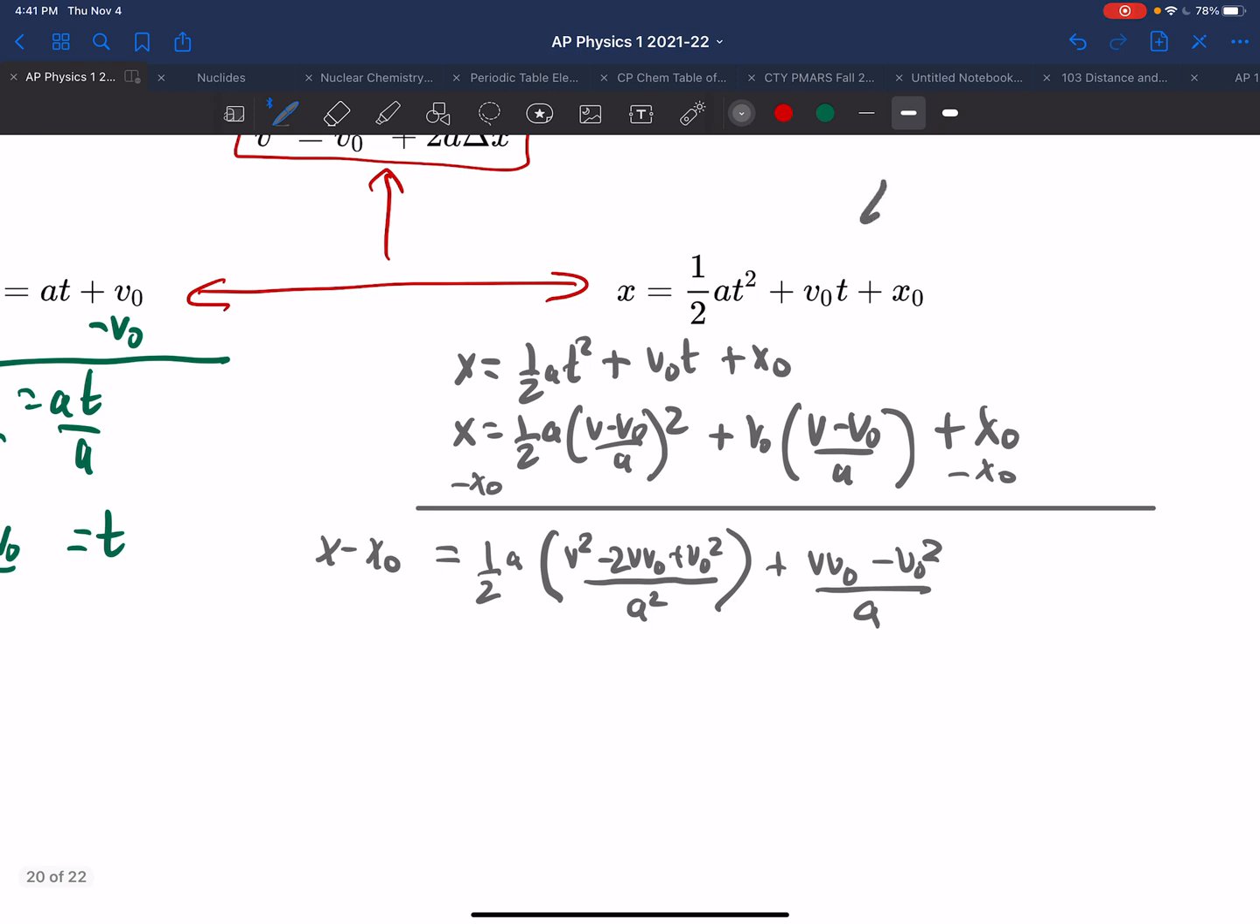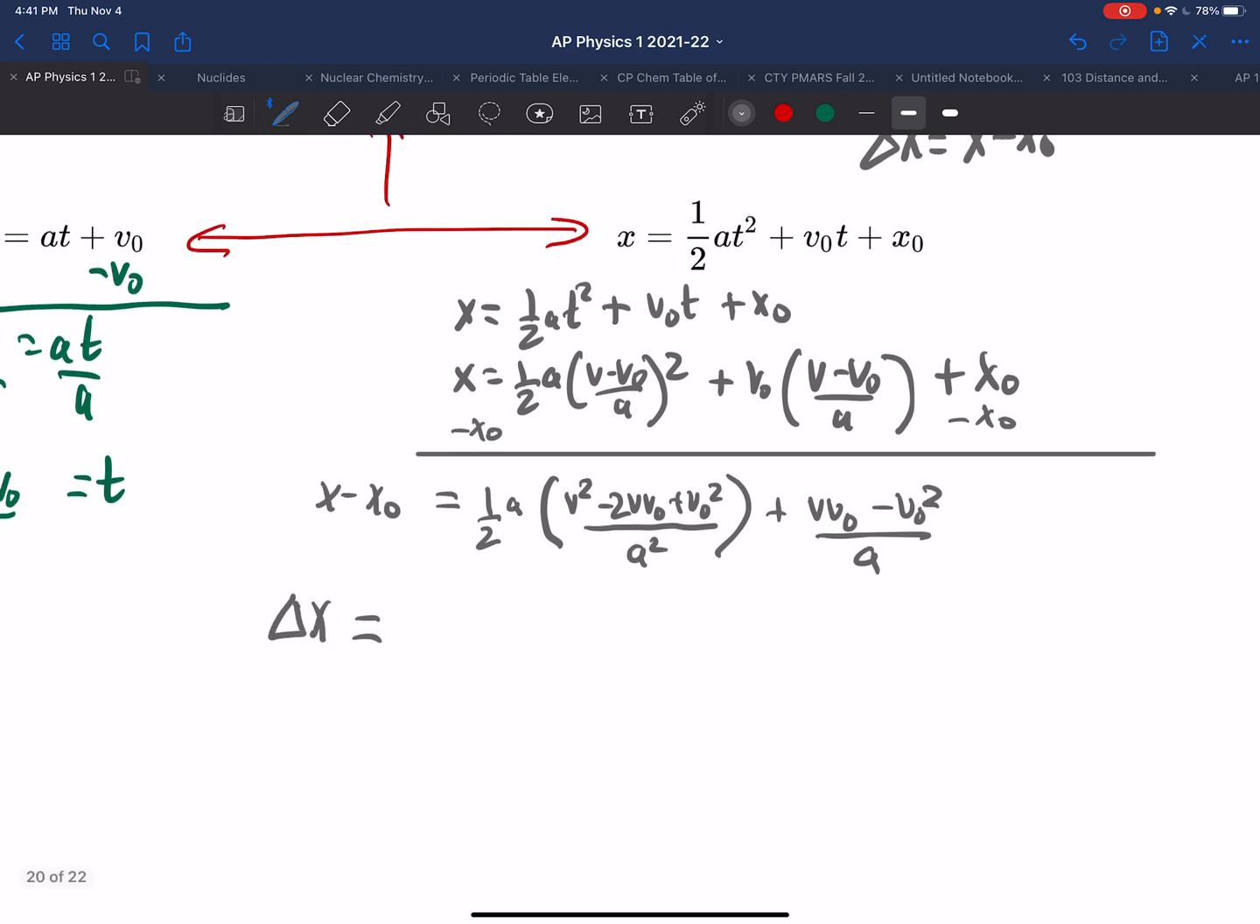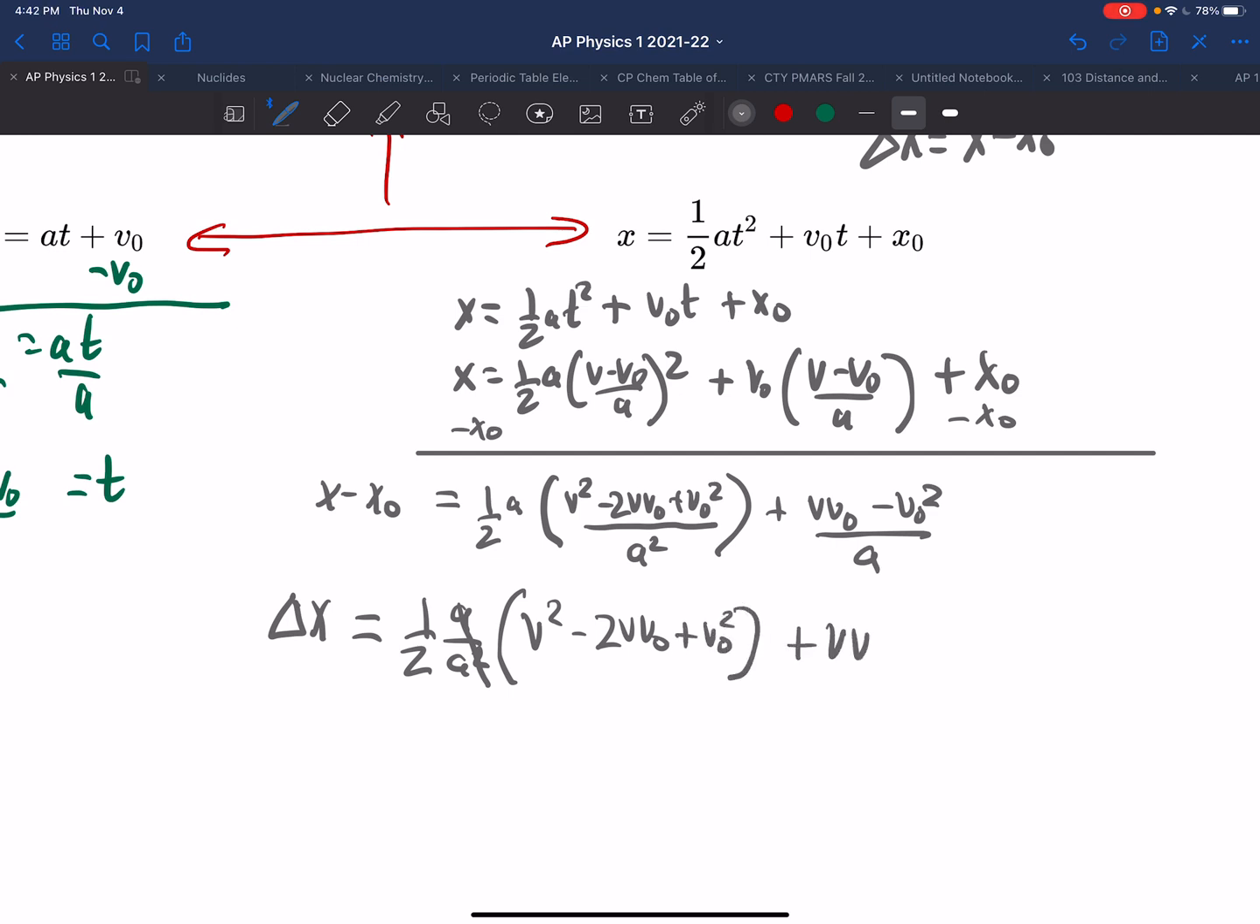Now, of course, we know the definition of displacement, which is x minus x0. So on the left side, we now have delta x. What I want to do with this next term is bring out the a squared on the bottom. So that's going to give us 1/2 a over a squared, which we can see will cause that a to cancel. And we're then left with v squared minus 2v v0 plus v0 squared, plus v0 over a minus v0 squared over a.